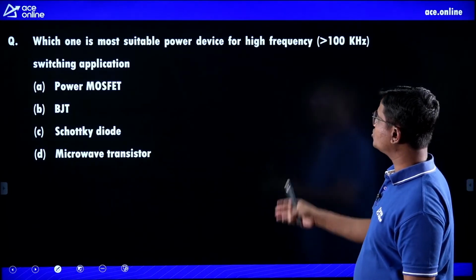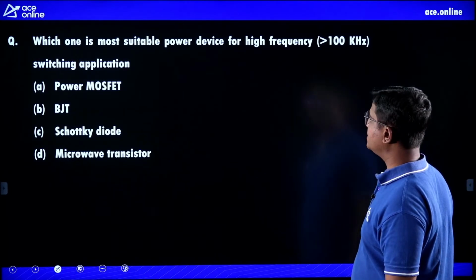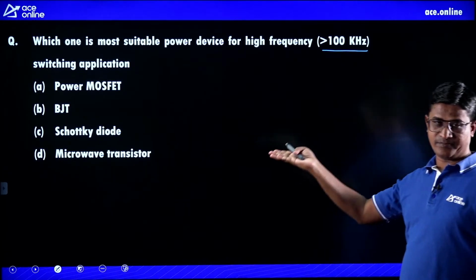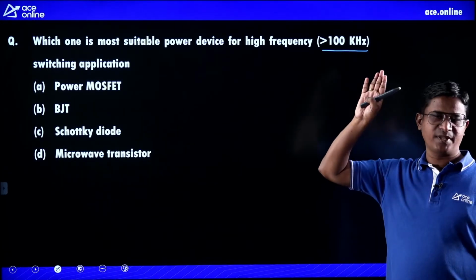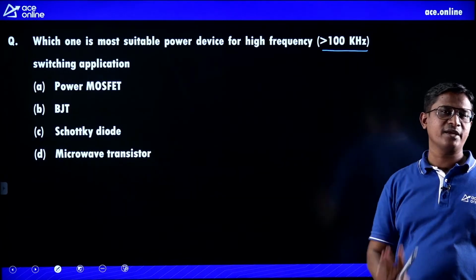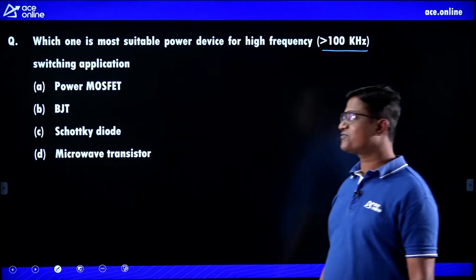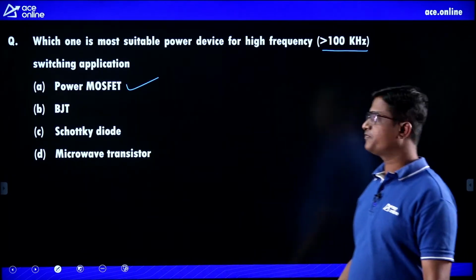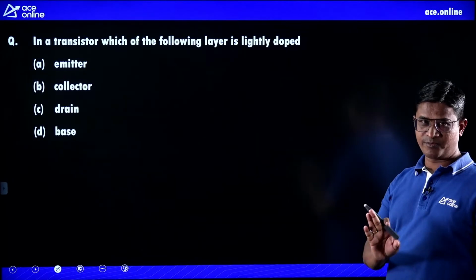Which one is the most suitable power device for high frequency, greater than 100 kilohertz? We discussed that if the frequency is greater than 50 kilohertz, we have only one option, the power MOSFET. Look, very simple questions, but these are informative questions.